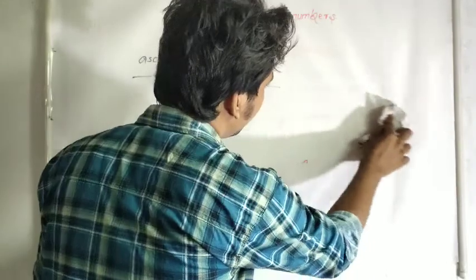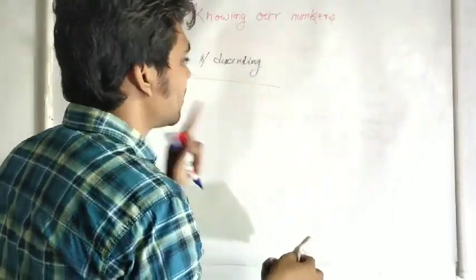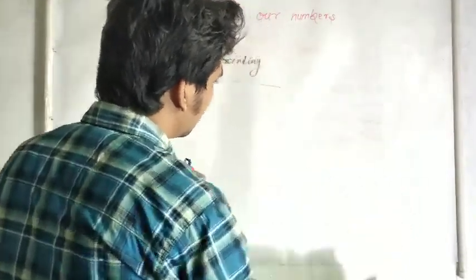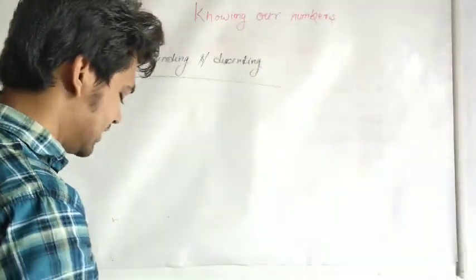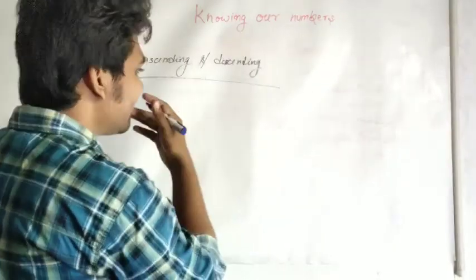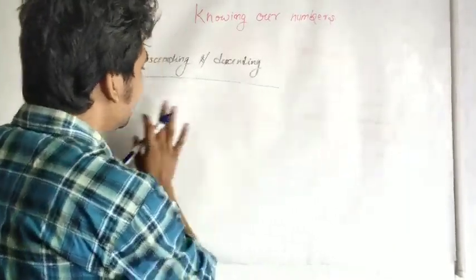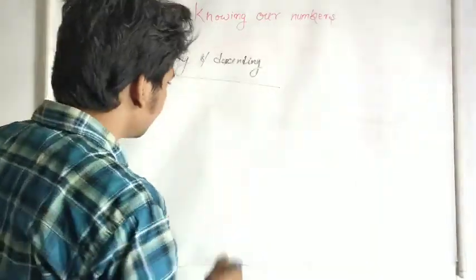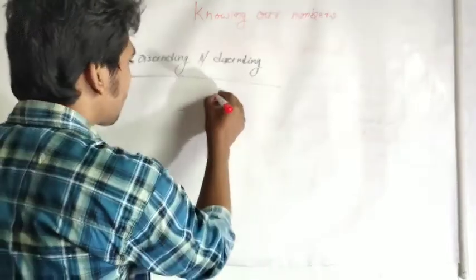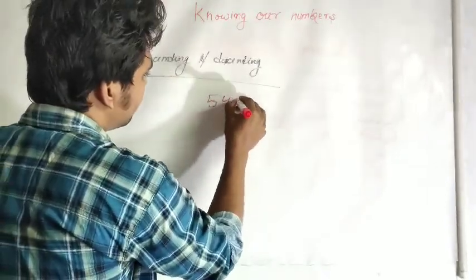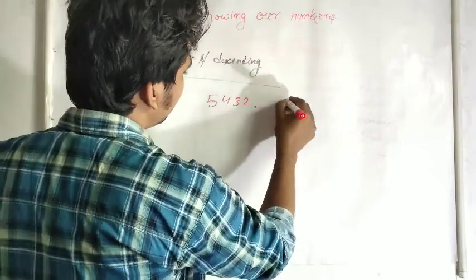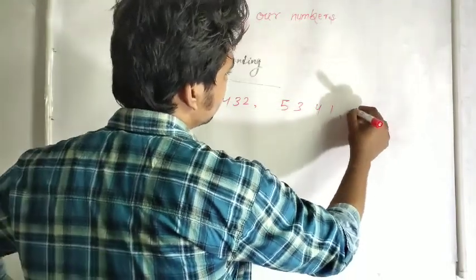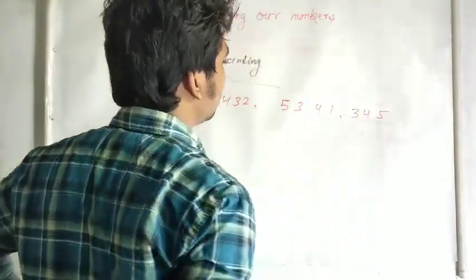Friends, here we use the method of comparison which we have already discussed in lecture 1. So here is the example. Let us suppose we take any numbers as we choose. So we take 5432, 5341, 345.